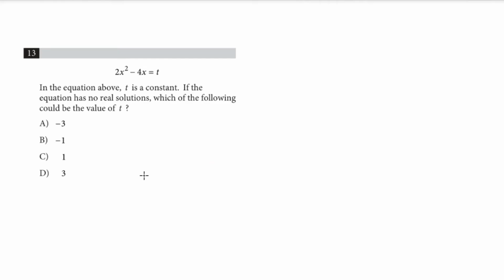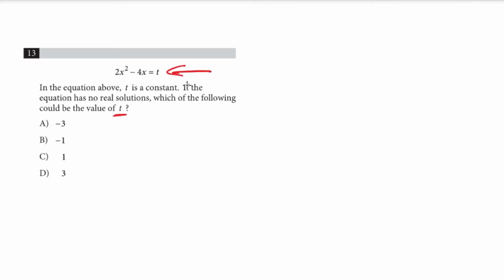Hello everybody, we're back with another easy SAT algebra problem, but this one is a little bit tricky, so you need to use your common sense and knowledge of mathematics here. In the equation above, t is a constant number. If the equation has no real solutions, which of the following could be the value of t?